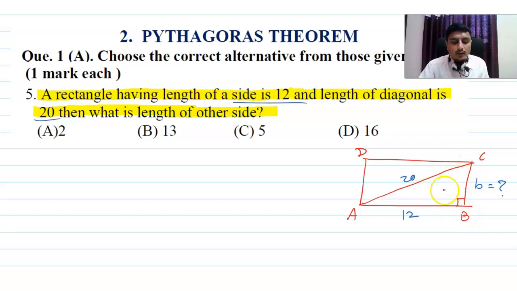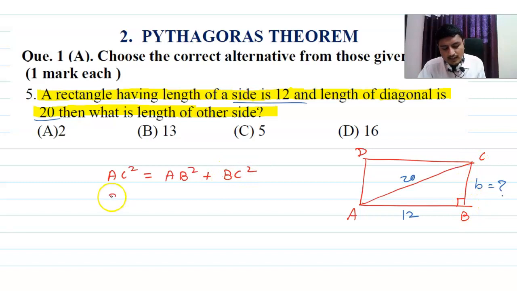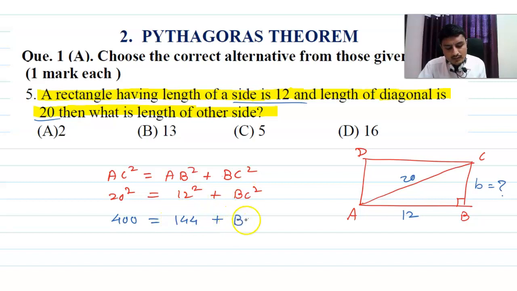Once we use the Pythagoras theorem in right angle triangle ABC, we are getting AC square to be equals to the square sum of remaining two sides, that means AB square plus BC square. So AC value we have given 20, so we are getting 20 square to be equals to AB value we have 12, so 12 square plus we are evaluating the other side of rectangle, that is BC here. So keep that BC square as it is. Now 20 square we have 400, while 12 square we have 144, and plus BC square remains as it is.